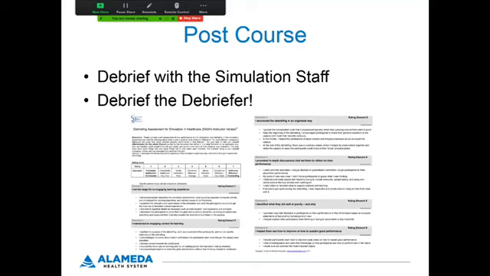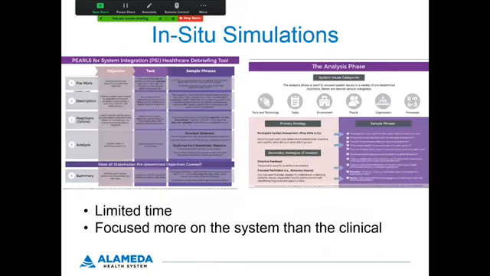It's called the DASH tool, and it actually comes out of CMS again. It is a rating tool that allows us to give feedback to the debriefer. So, debrief the debriefer. It breaks it up into all these different elements that we've discussed today, and allows us to help you grow as a debriefer. So I can send you this information afterwards, and it's also available on our intranet page.